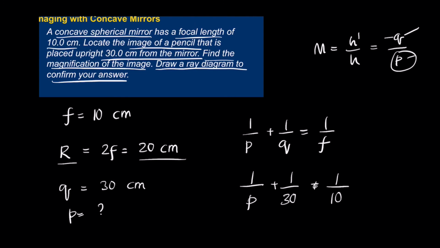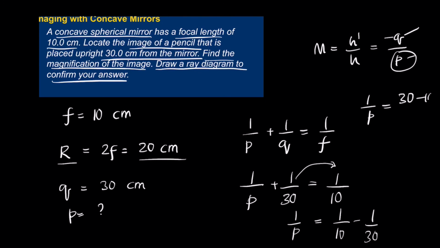You don't need to convert the units into SI units if all of them are the same. If you use the same units throughout the entire equation, you don't need to convert. So if you move the 1 by 30 value to that side, 1 by p becomes 1 by 10 minus 1 by 30. So 1 by p becomes (30 minus 10) by 300. Now you get 20 by 300, which becomes 2 by 30, that becomes 1 by 15.